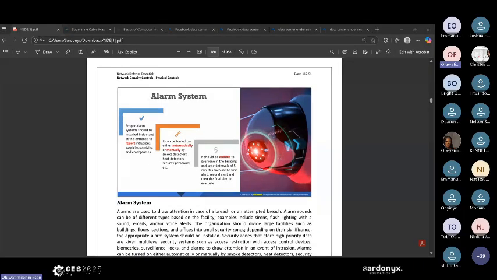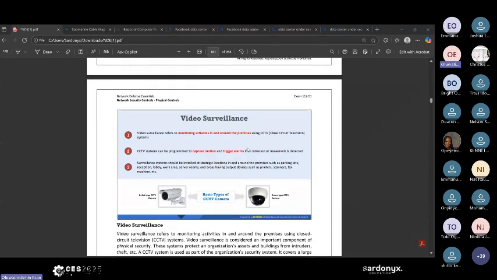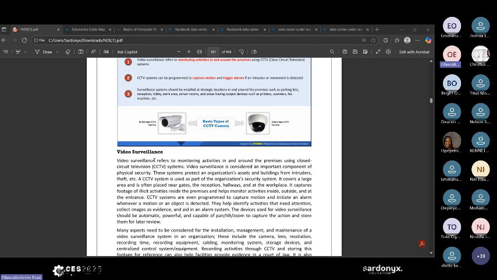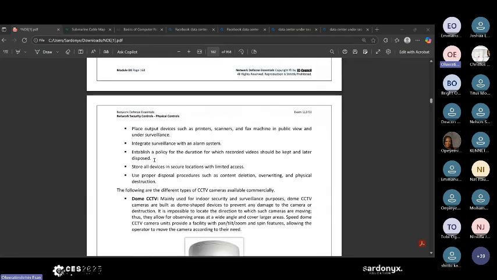We have alarm systems, we have video surveillance, and we have different kinds of cameras. We have the dome, we have the 360, we have the bullet type camera, we have the outdoor and the indoor cameras.